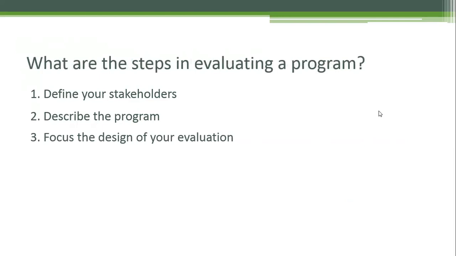Next would be focusing the design of your evaluation. This is actually a big part because this is what the evaluation portion really is. The different types of evaluation all fall within focusing the design of your evaluation. So whether that was process or outcome, throughout the entire stages of the program, you have to develop how you're going to evaluate your program.